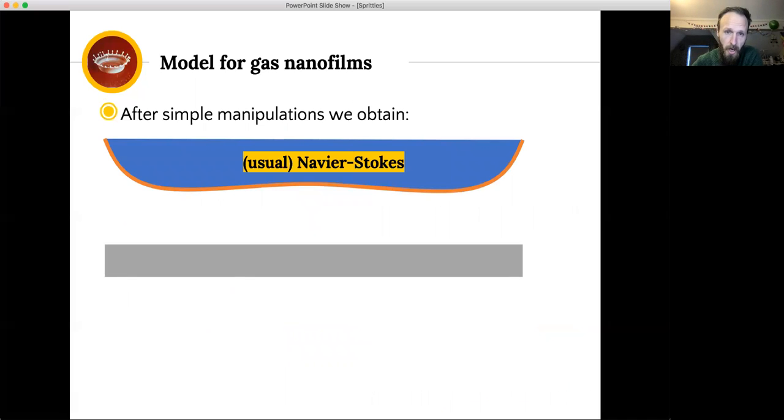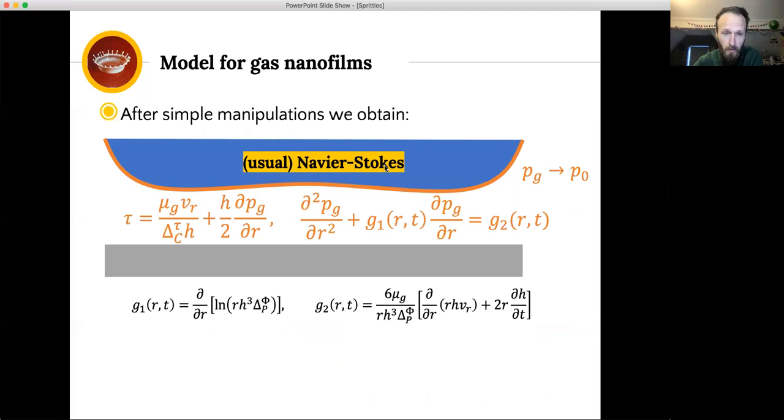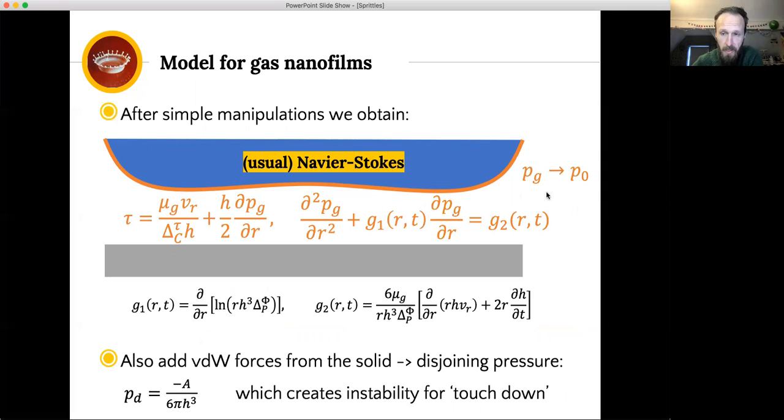So after some relatively simple manipulation, we obtain boundary conditions for our Navier-Stokes flow. We have a second order PDE for the gas pressure with coefficients known and shear stress given by this equation here. And on top of this gas kinetic type formulation, we add van der Waals forces, which act from the solid onto the bulk of the liquid, and they manifest themselves through a disjoining pressure with the following form. And what we'll see is that this is absolutely critical to create the instability for touchdown.